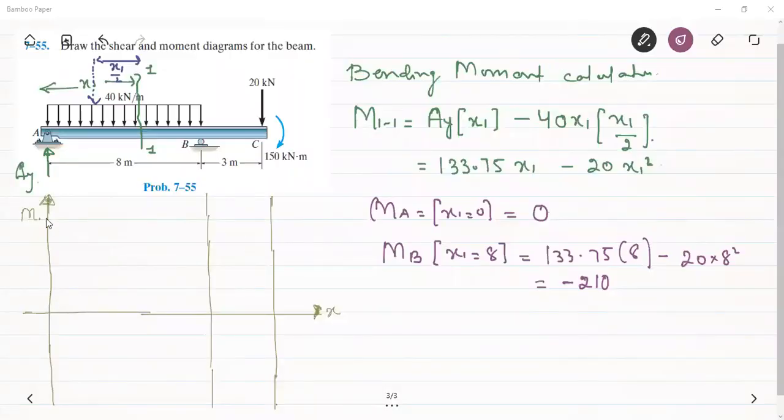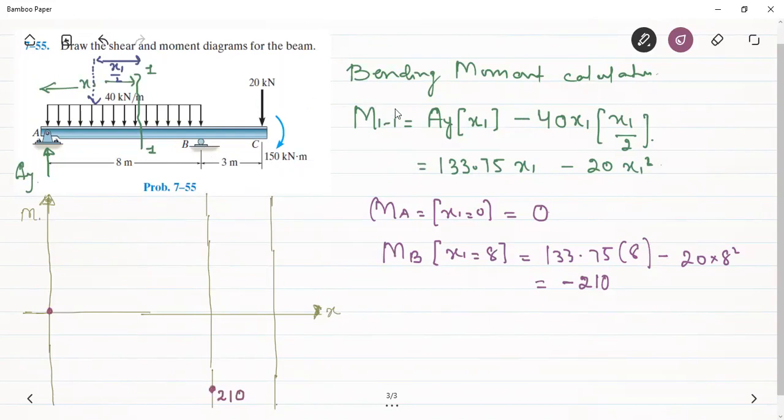So what we have seen is that if we plot the bending moment with respect to x, at x equal to 0 the bending moment is equal to 0, and at x equal to 8, that is at point B, the bending moment is equal to minus 210. Therefore, this bending moment will be below the reference x-axis. It is a negative bending moment. But we can't predict the variation of this bending moment in this span.